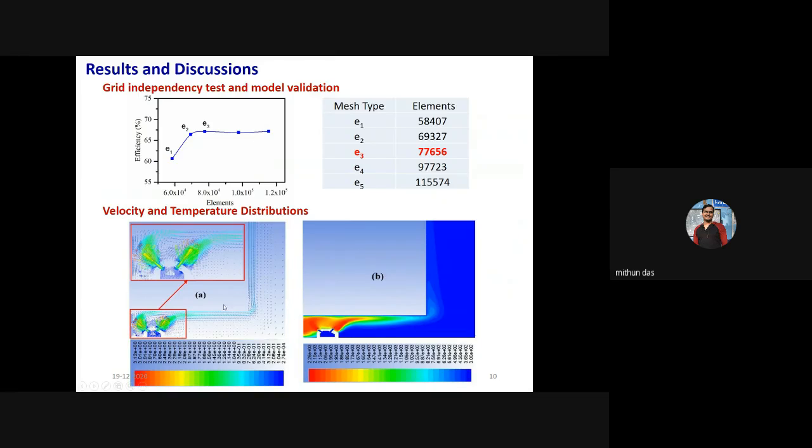Here we plot the velocity profile and the temperature contour of a test case. The temperature is about 2000 Kelvin near the burner port area, and the maximum velocity is about 3 meters per second near the burner port area.